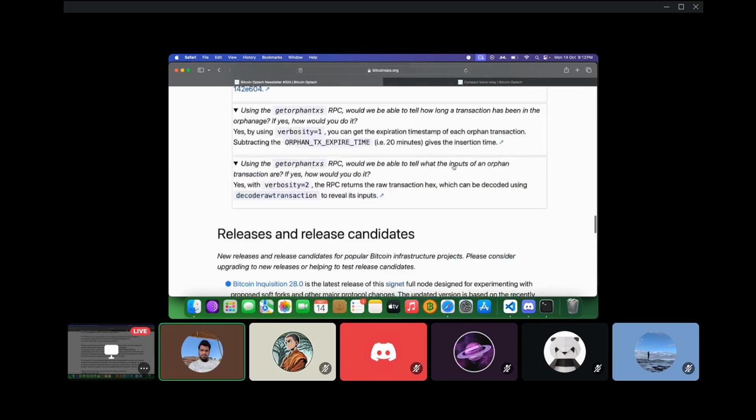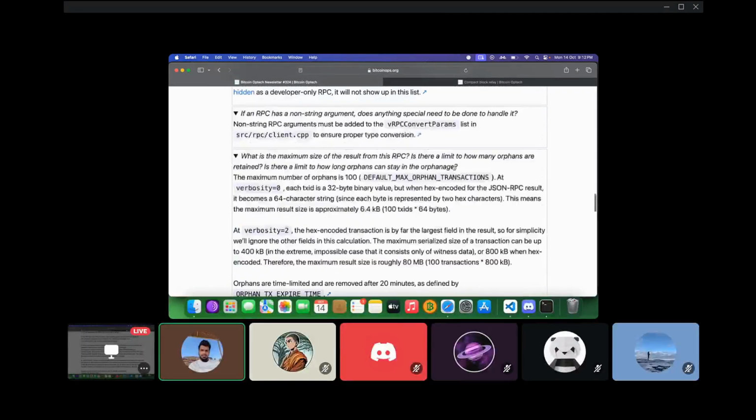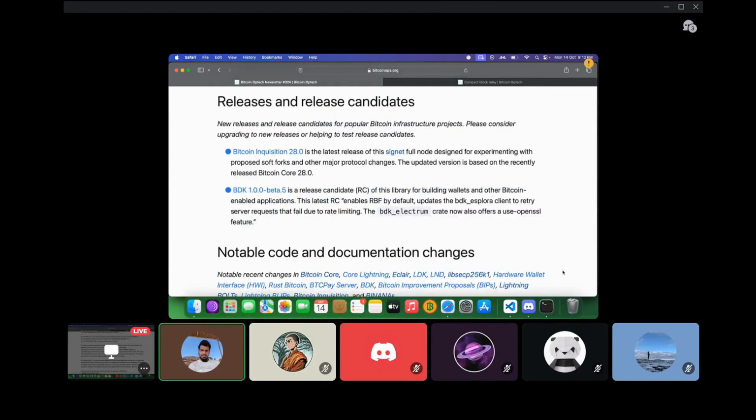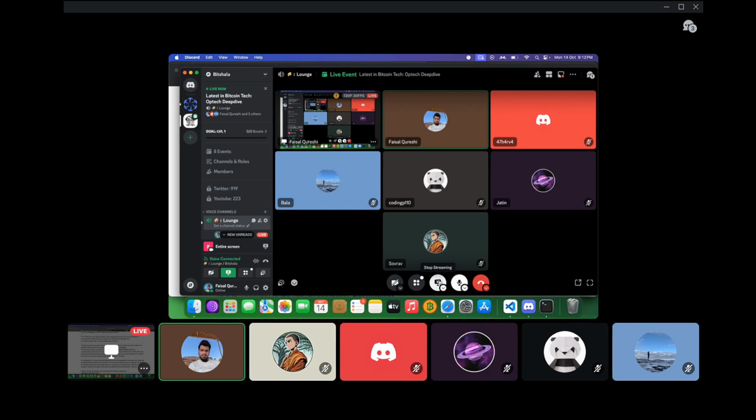We covered 3 vulnerabilities for Bitcoin Core, one for BTCD, one PR, and one code and documentation change. That is it. That's what we can cover for the week.